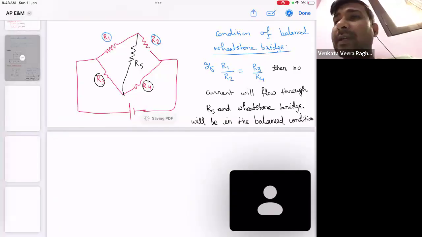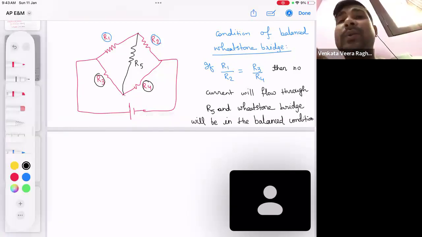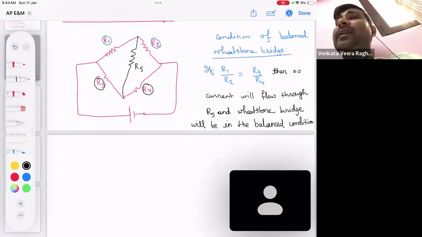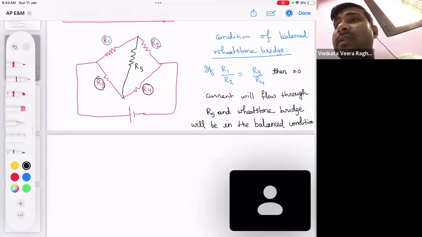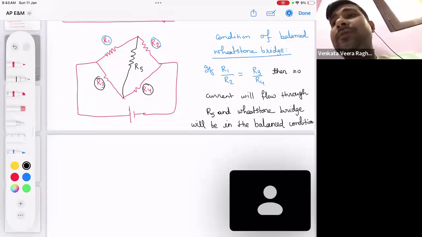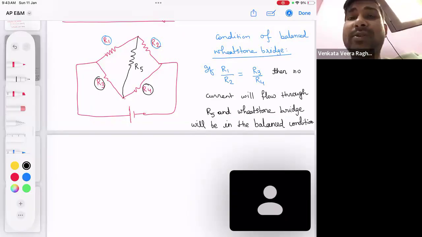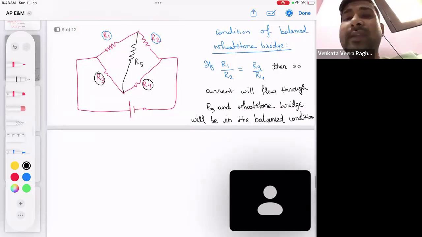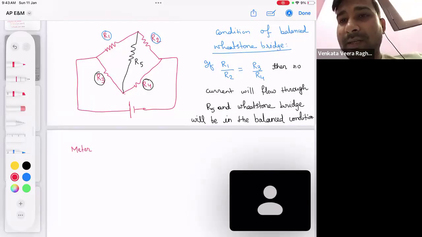So in the meter bridge experiment, what happens? It is an experiment used to determine an unknown resistance. Another application is the potentiometer experiment, isn't it? So these are some of the experiments where we use the condition of the balanced Wheatstone bridge. So let's see what the meter bridge experiment is.